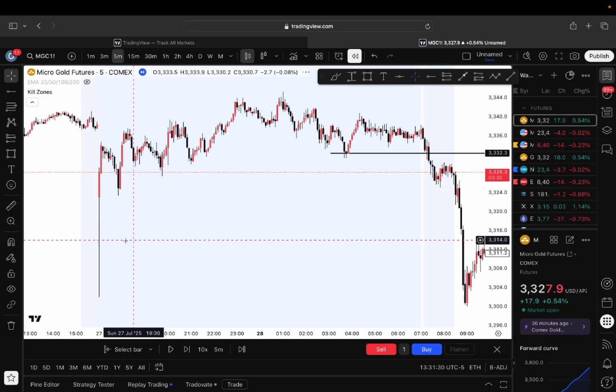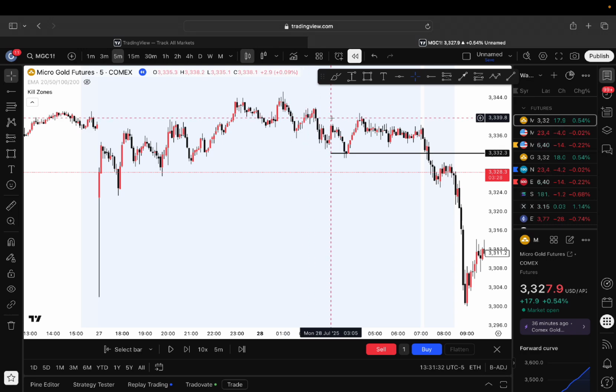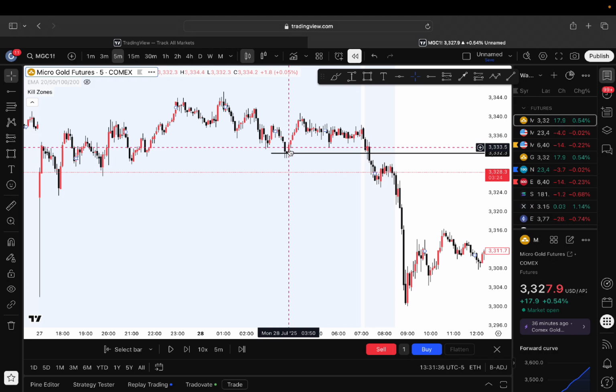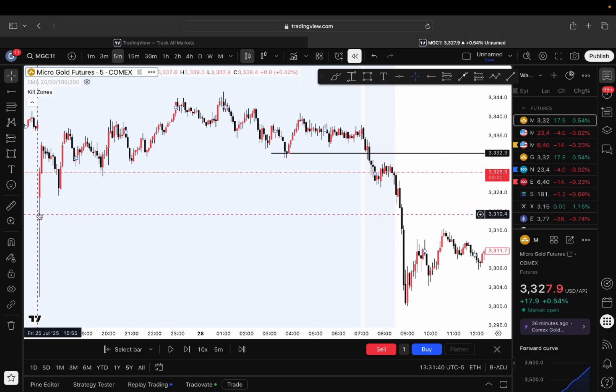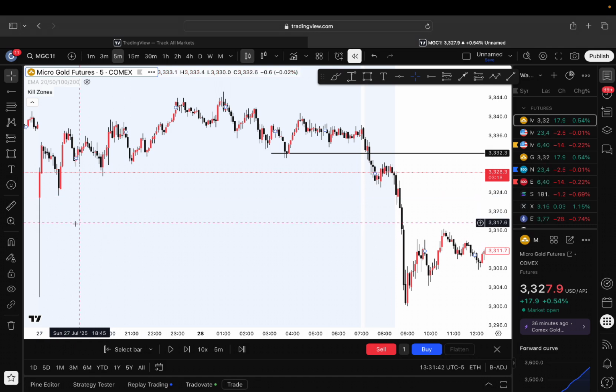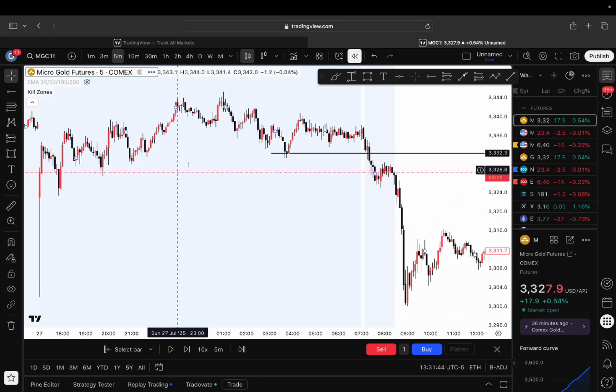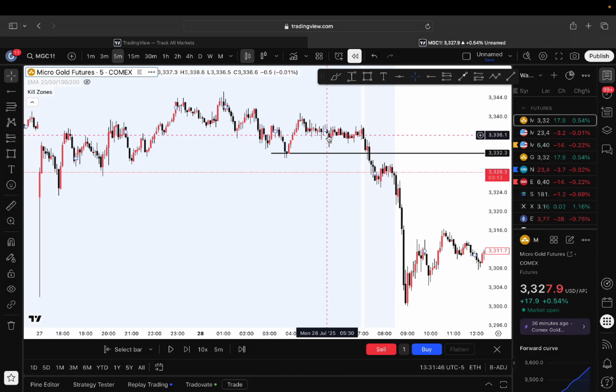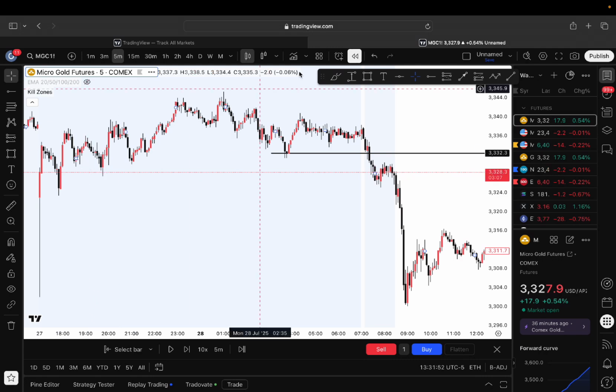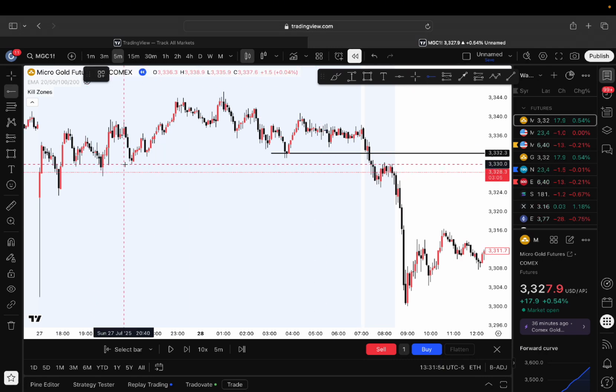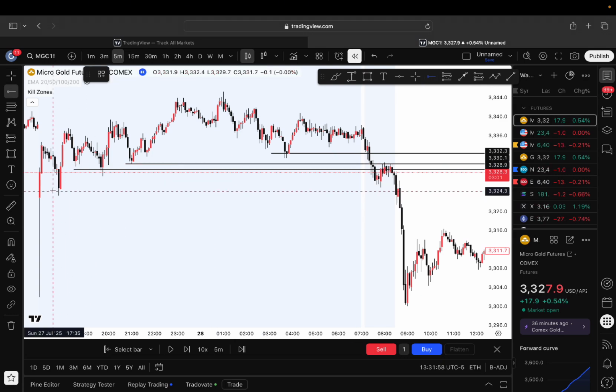You also have to pay attention. Right here we were going up. The New York session is about to come in on gold, starts around 7. We were all the way through Asian and London just consolidating our way up. Almost New York session, we started consolidating, broke through, swept this low, swept this low, swept this low.